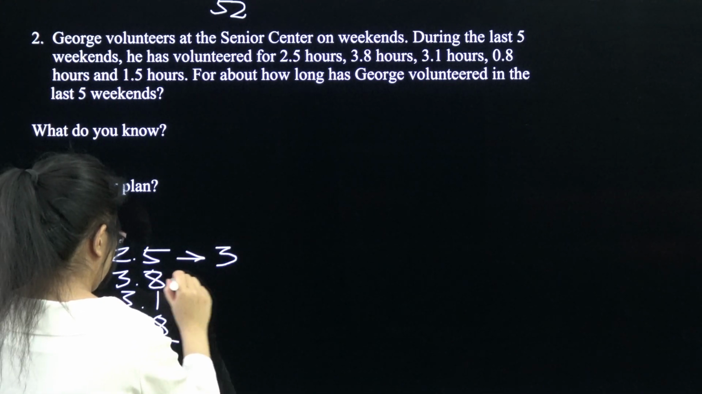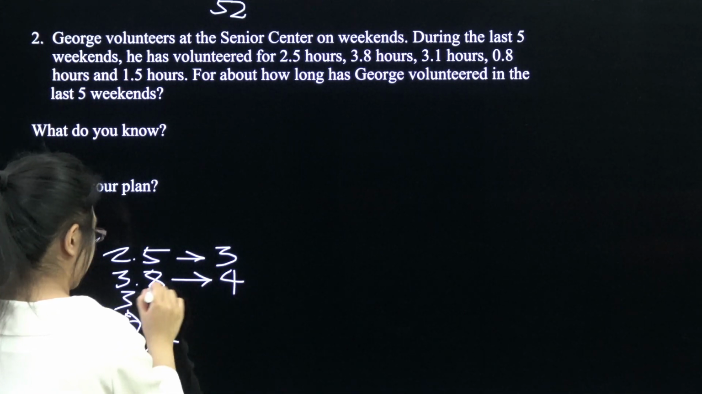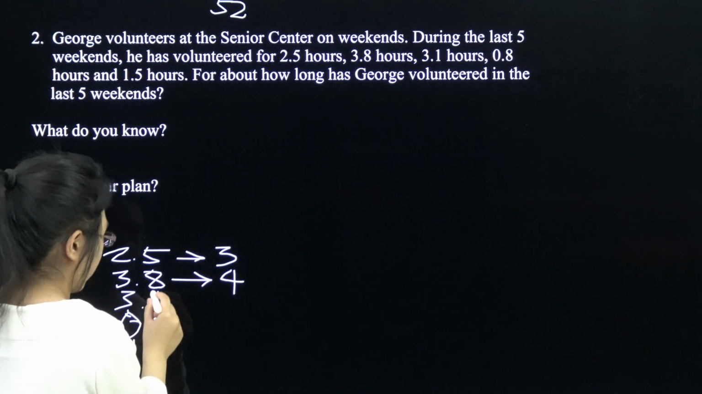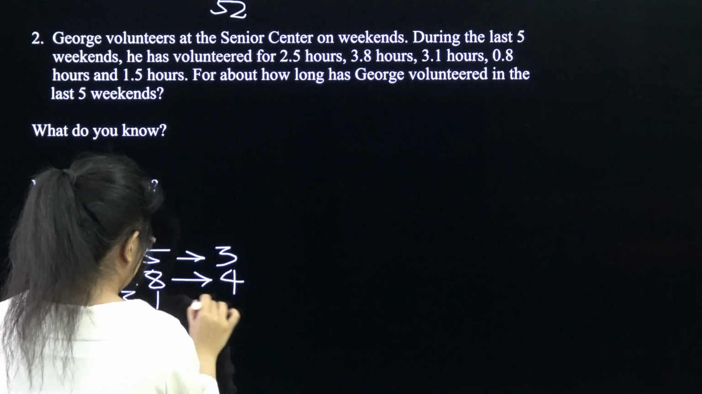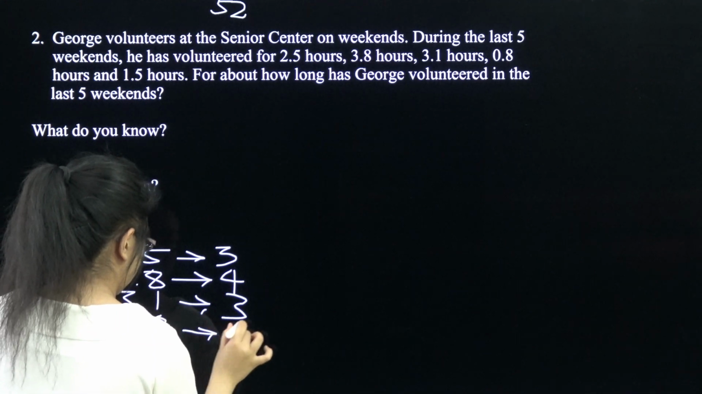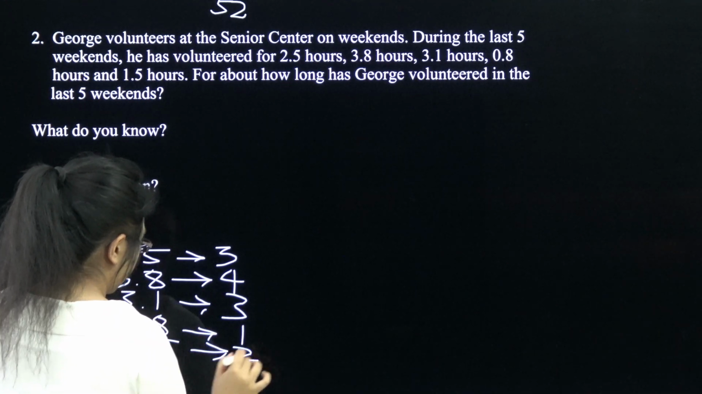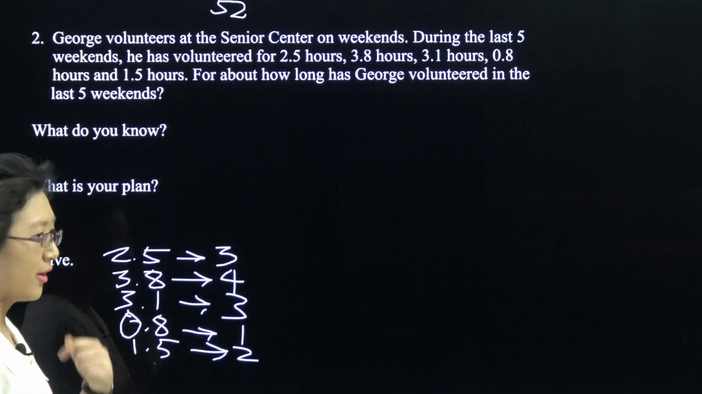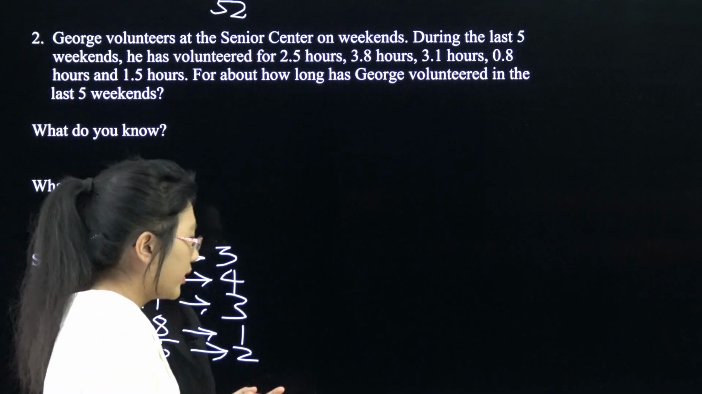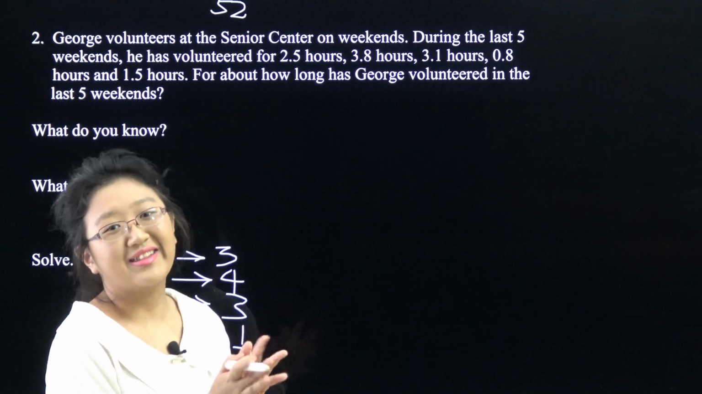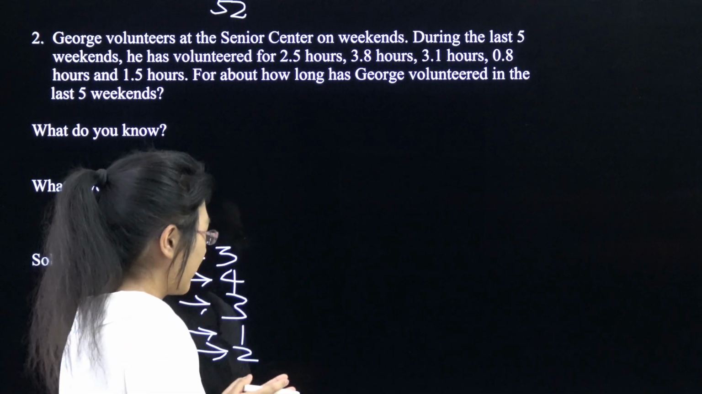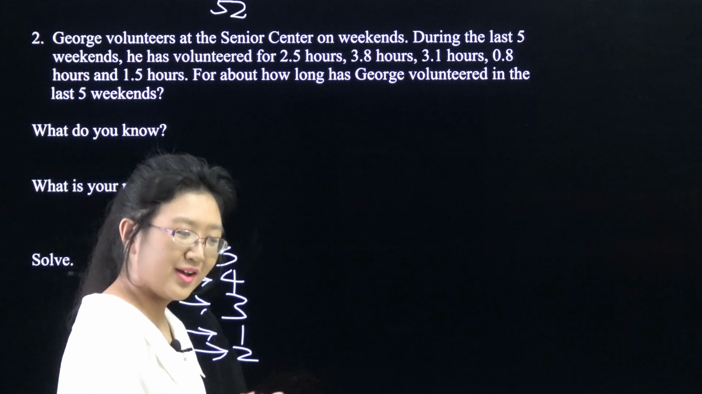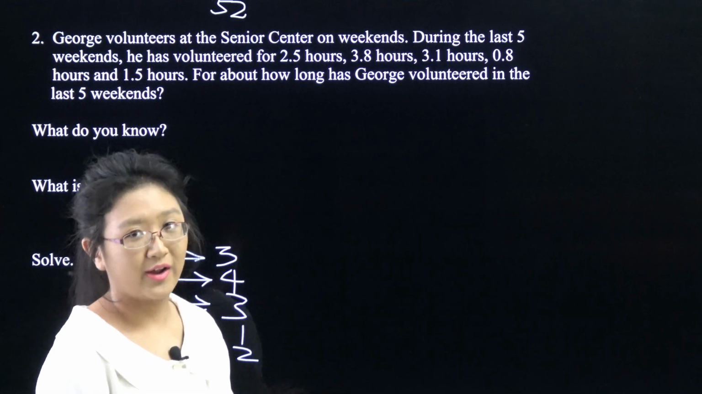This would be 3, this would be 4 because 8 is in the tens place, which means you round up. This would be 3, this would be 1, and this would be 2. Now you can see that most of them, for this question, you rounded up, which means that we are going to have an answer that isn't that accurate. Because if you round everything up or everything down, you're going to miss or add on extra stuff.